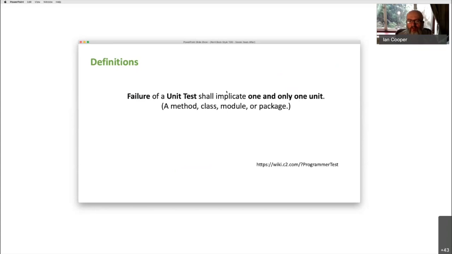It said, in a unit test, failure implicates one and one only unit. The way that you get defect localization is you say, I've got localization because it must be in that black box, which is isolated. Okay.